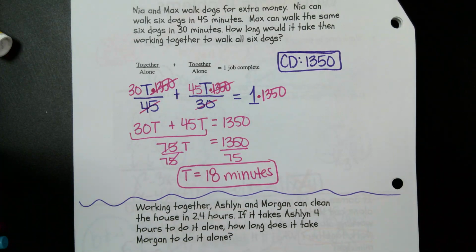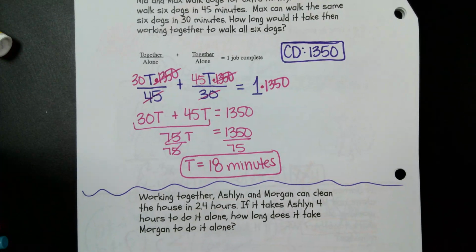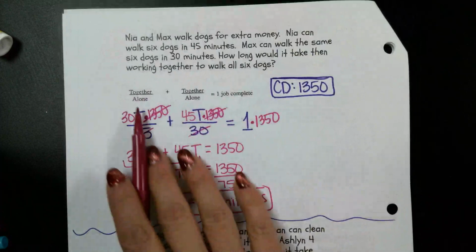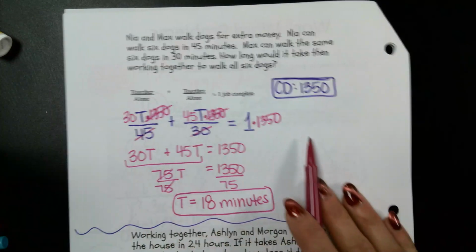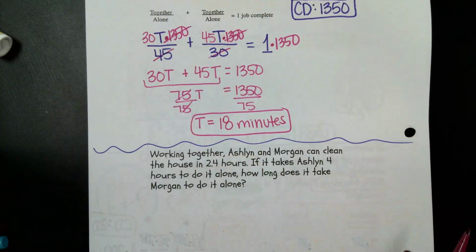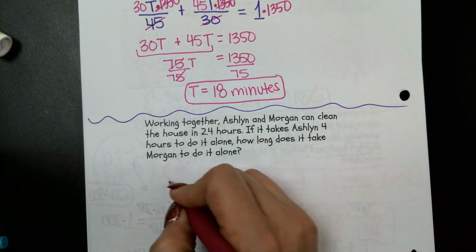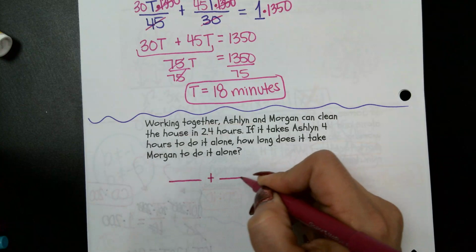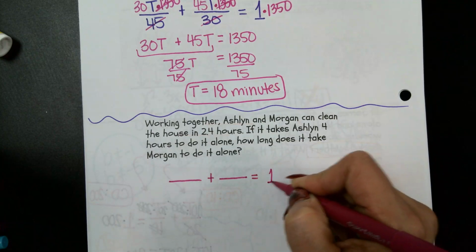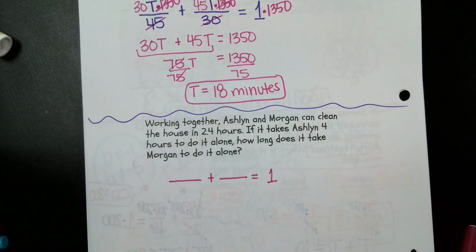So then the next couple problems we're going to do, I'm going to switch it up. Now, the setup is still the same. You're still going to have a fraction plus a fraction equals 1, okay? So I am going to go ahead and down here at the bottom, every time I have one of these problems, I just do this to get myself ready. And then we'll read through it and we'll start filling in the different pieces.